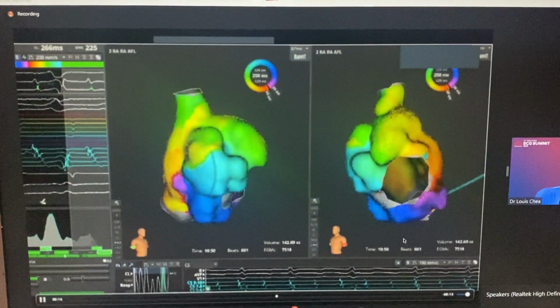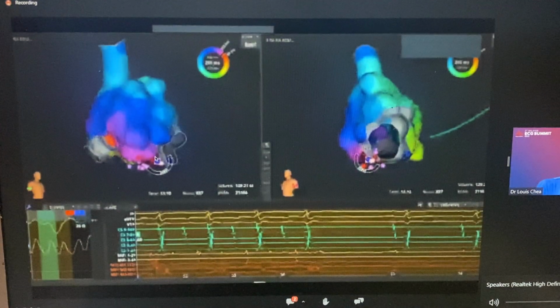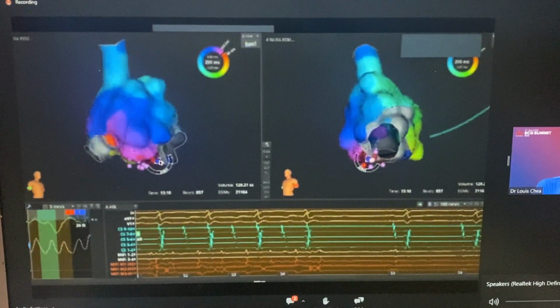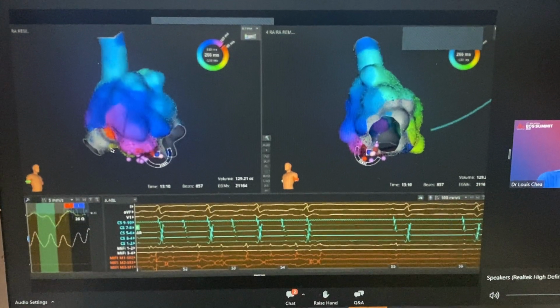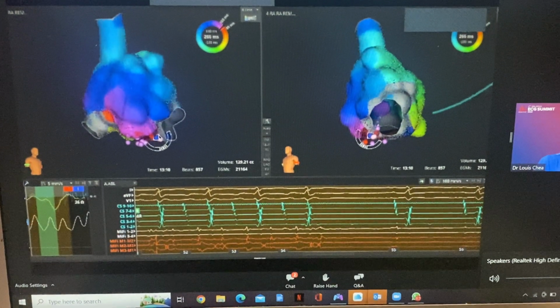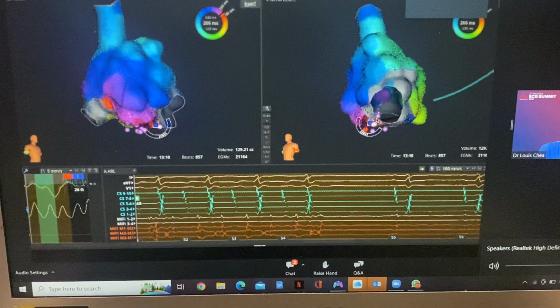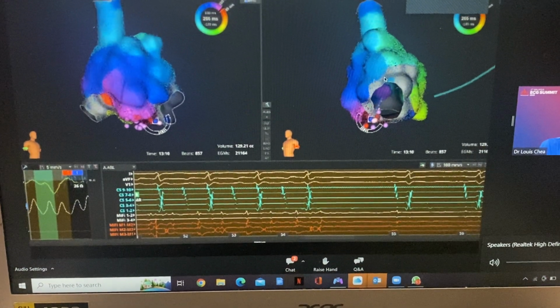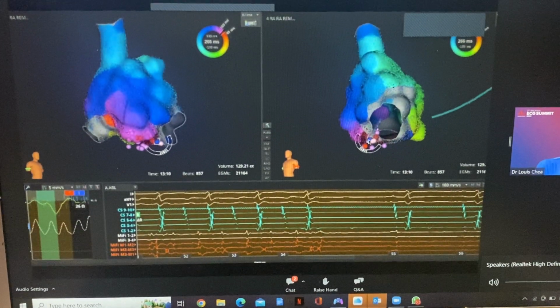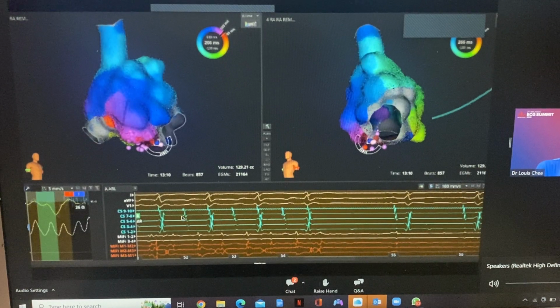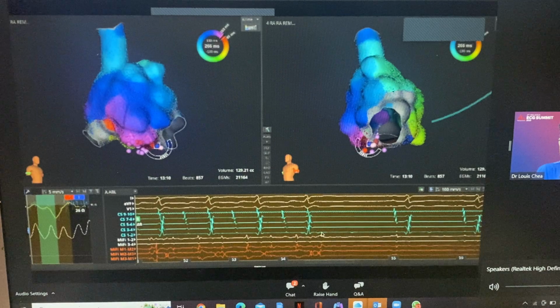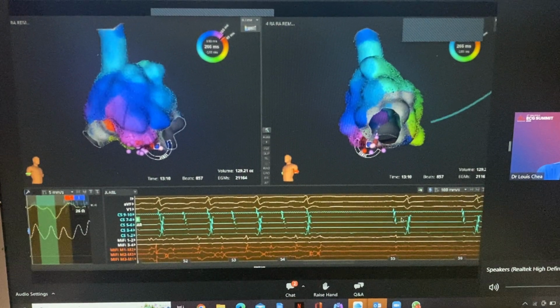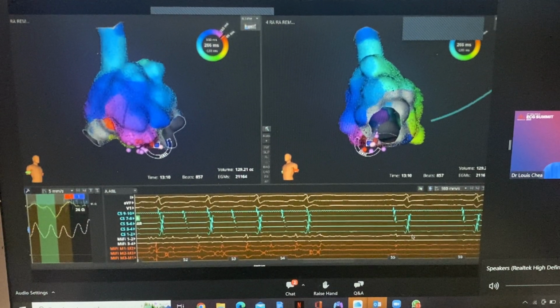So what we have done for this patient, basically, we ablate the CTI, the cavo-tricuspid isthmus, by drawing an ablation line there connecting the inferior vena cava to the tricuspid annulus. What that does is that it prevents the tachycardia from re-entering. So we cut off the circuit. You can see here there is tachycardia, atrial flutter, which terminates after the last ablation and sinus rhythm resumes. So I think that's the last case here.